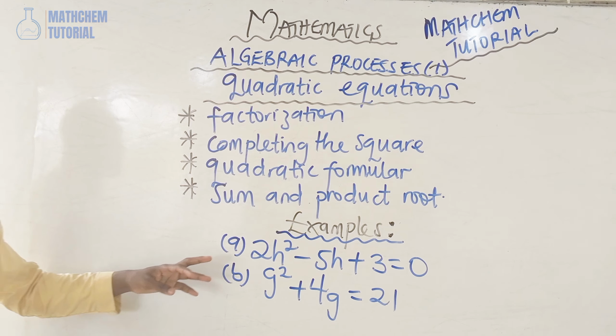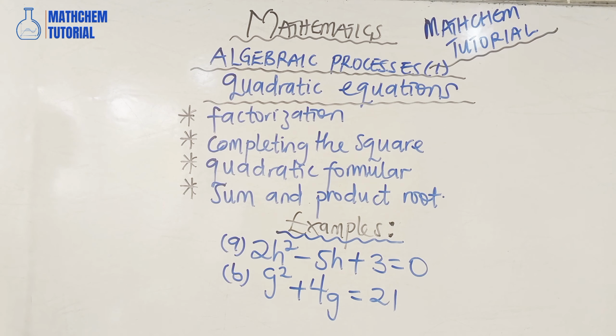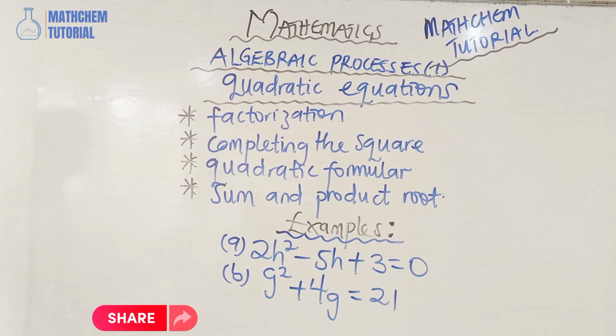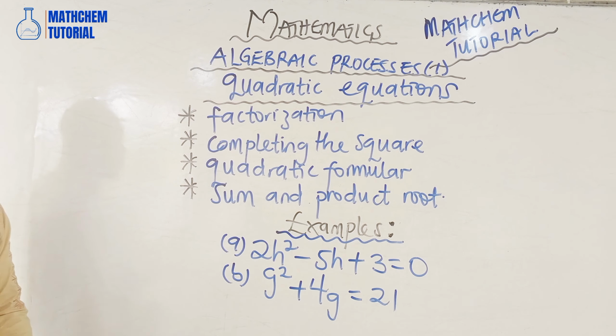Now the examples we'll be looking at in this quadratic equation are these 2 examples on the board. Example A says 2h squared minus 5h plus 3 equals 0. What are we asked to look for? We are asked to look for the value of h. Example B says that g squared plus 4g equals 21, meaning that you have to look for the value of g. So now let's dive into the examples and solve them properly.